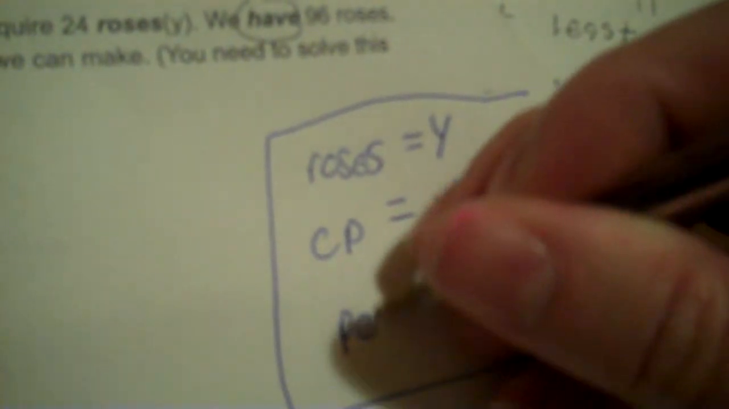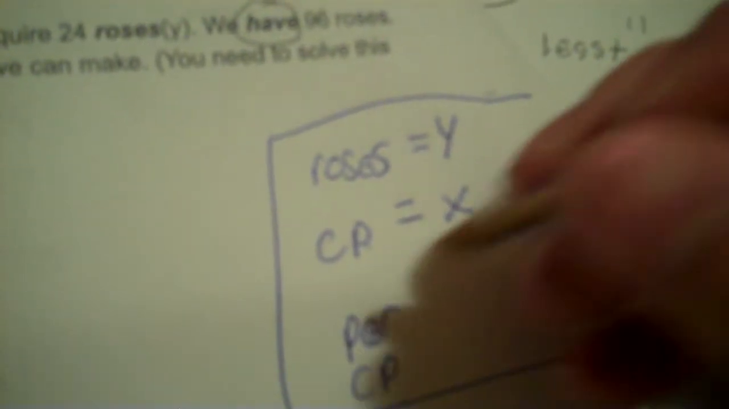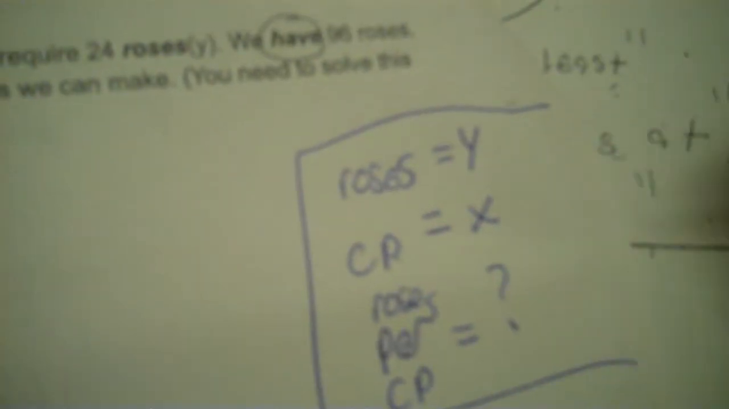Okay, so you've got roses and centerpieces. Centerpieces is X, roses is Y. So per X, always per X, roses per centerpiece. And again, we don't have that information, so question mark, that was not given to us. Now label your X and Y. Roses is Y, centerpiece is X. Okay, so since I don't have this, I don't go 0, 1, 2. I go 0 and block off.